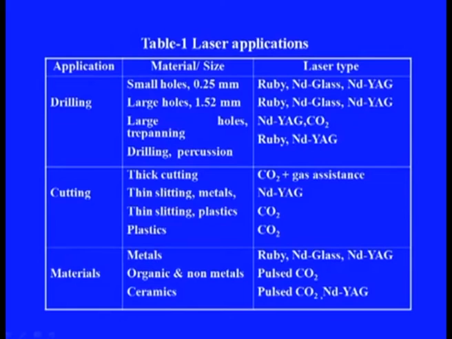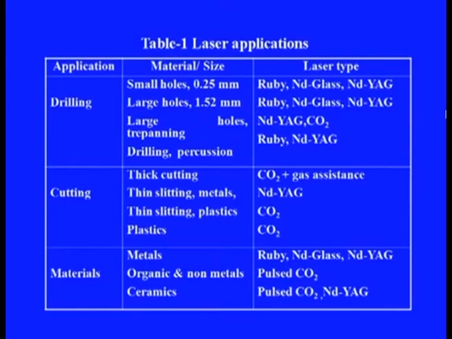The following table shows the laser applications and the types of lasers used in different work situations. In drilling applications, depending on different sizes, say for small holes, that is, average diameter of 0.25 millimeter or so, generally ruby laser or neodymium glass laser or neodymium yttrium aluminum garnet, also in short called NdYAG, are used. Similarly, for large hole drilling, say diameter ranging up to 1.52 millimeter or so, or with trepanning, then percussion, generally NdYAG or ruby lasers are used. For large holes, of course, carbon dioxide lasers are also used, as we have seen in the last session itself.